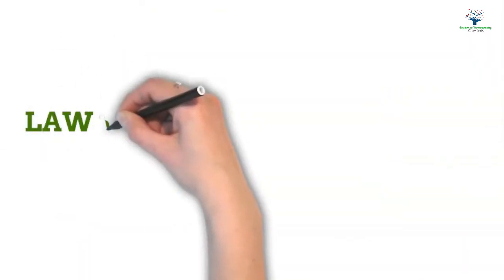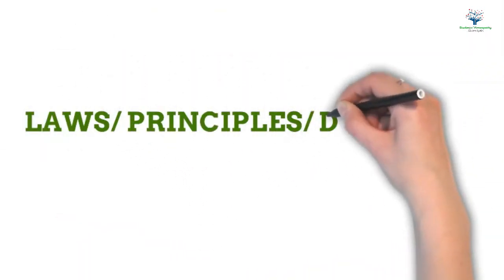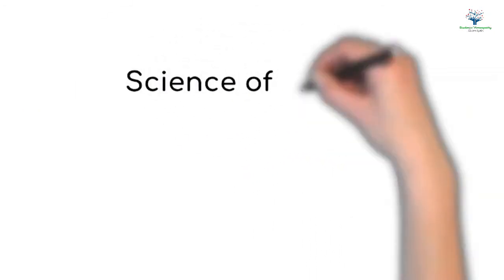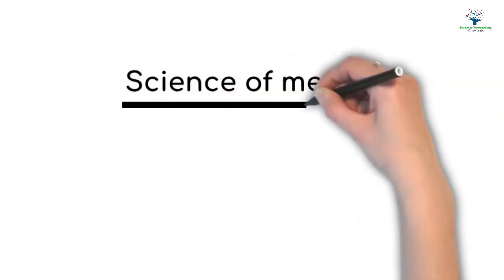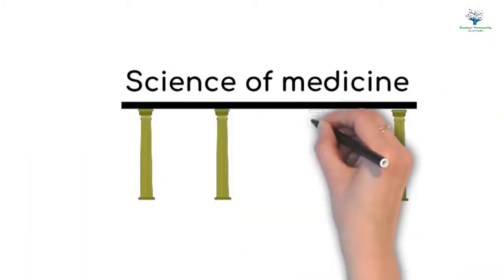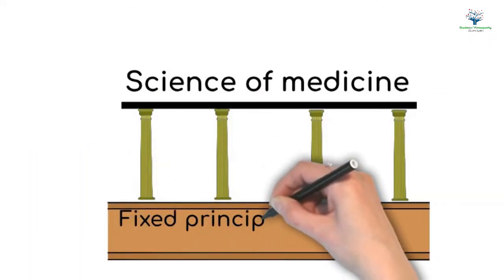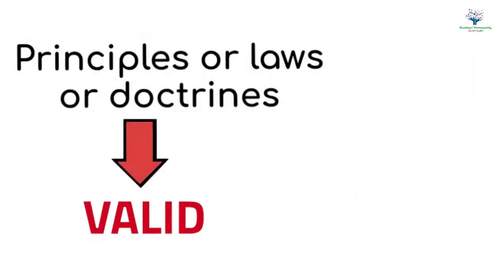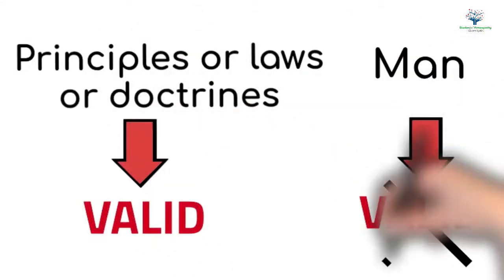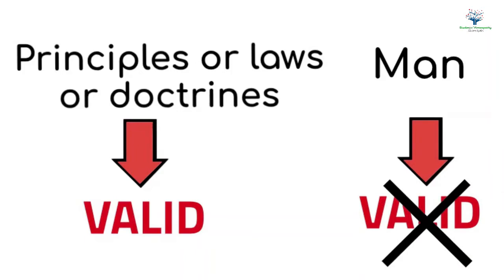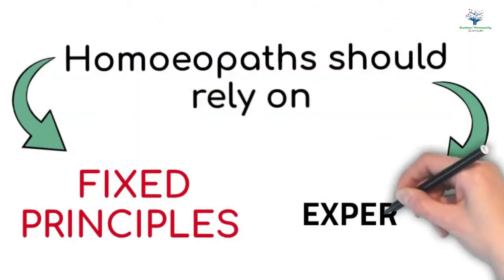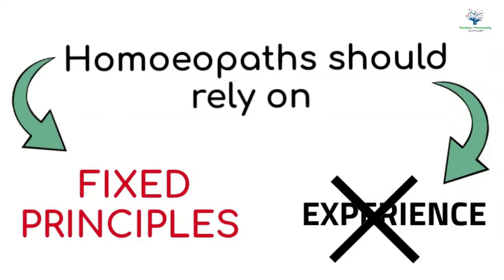Now, coming to laws or principles or doctrines. The science of medicine must be built on a true foundation, that is, upon fixed principles or laws or doctrines. Law or principles are valid, but there is no man valid. Thus, homeopaths should rely on fixed principles but not on experiences.